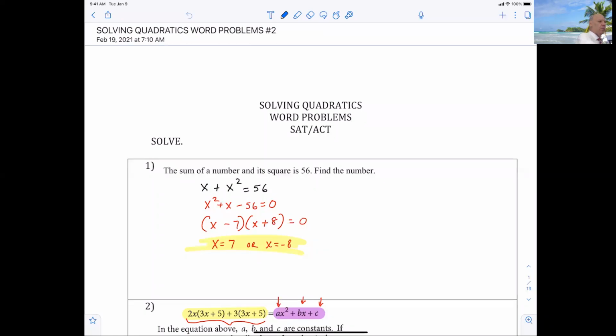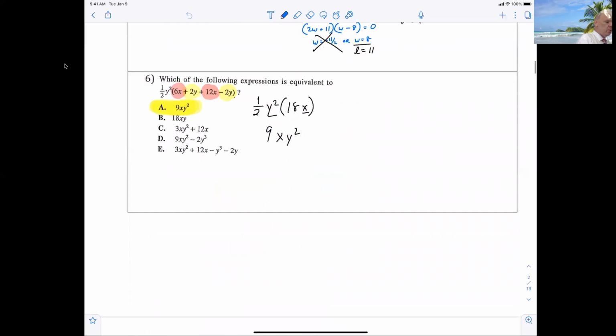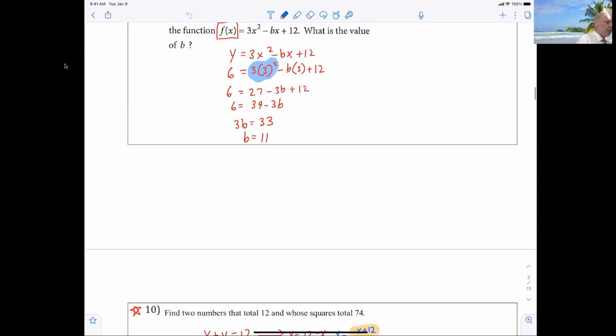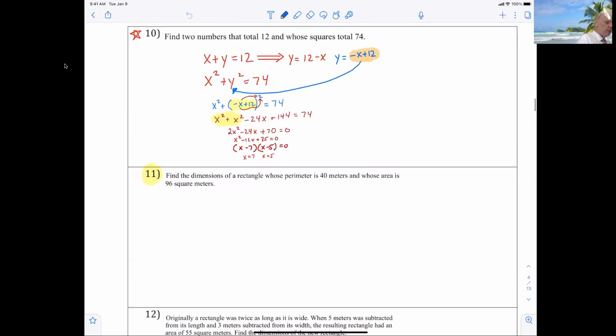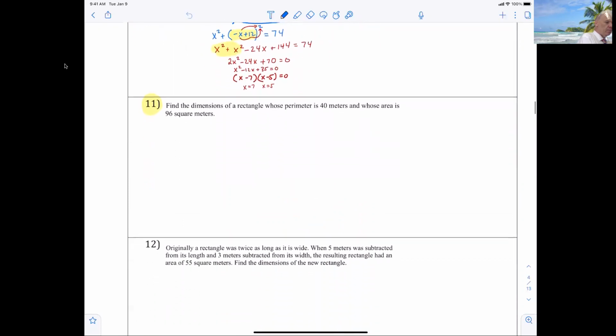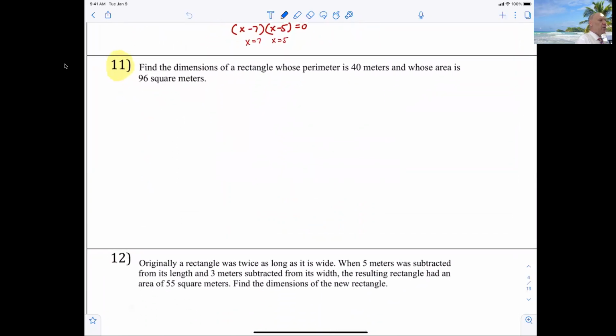All right, here we go. So again, what I want to do is look at where we left off. All right. So let's knock out number 11 real quick, okay?